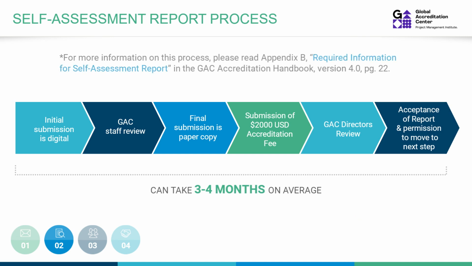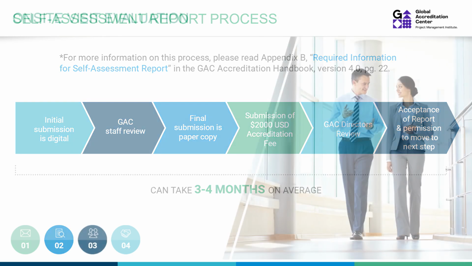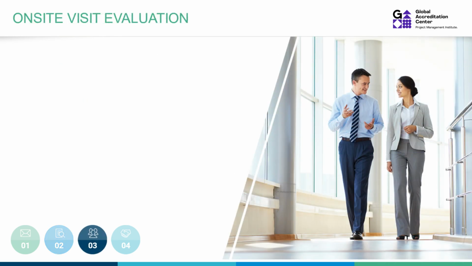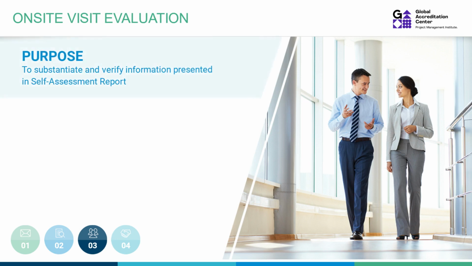For more information on the process, please read Appendix B, Required Information for Self-Assessment Report in the GAC Accreditation Handbook, version 4.0, page 22. The on-site visit evaluation is the third step in the process. The purpose of the on-site visit is to substantiate and verify the information presented in the self-assessment report.